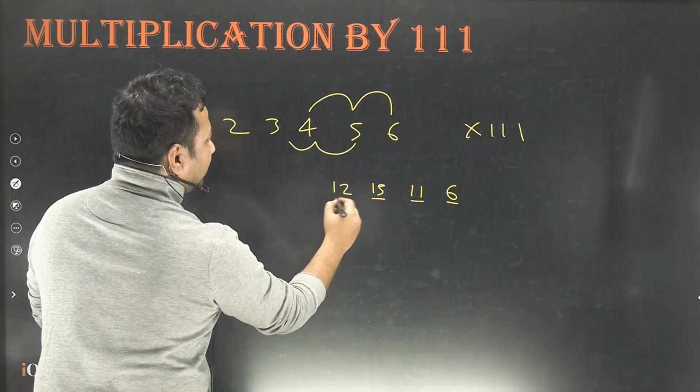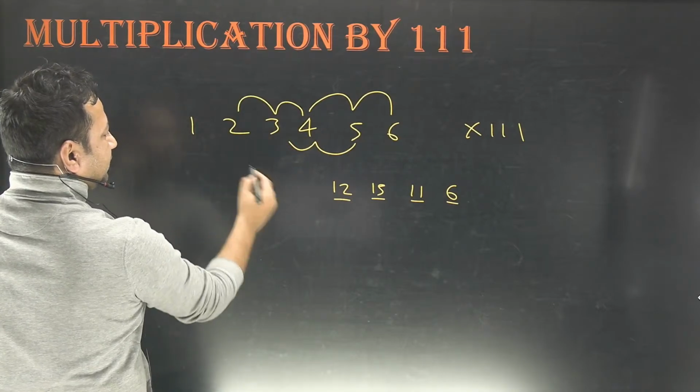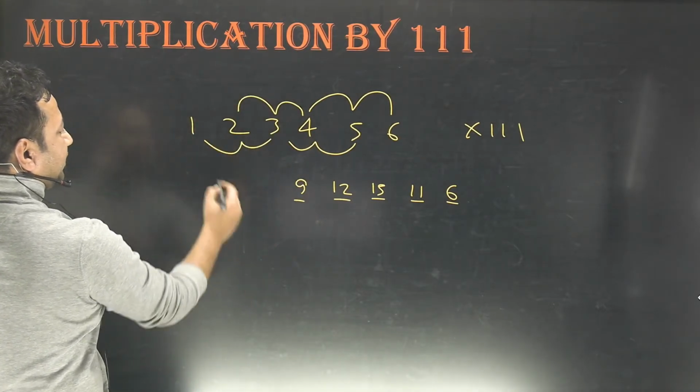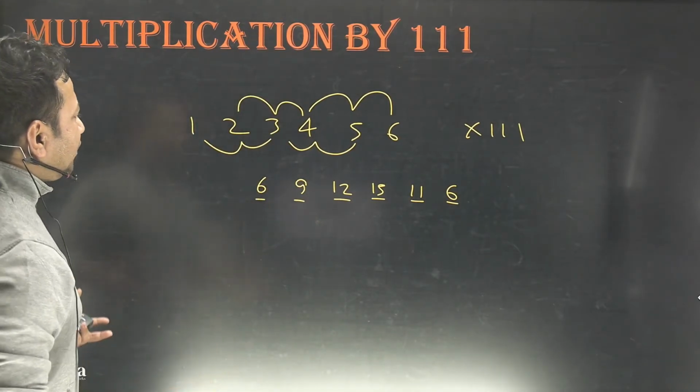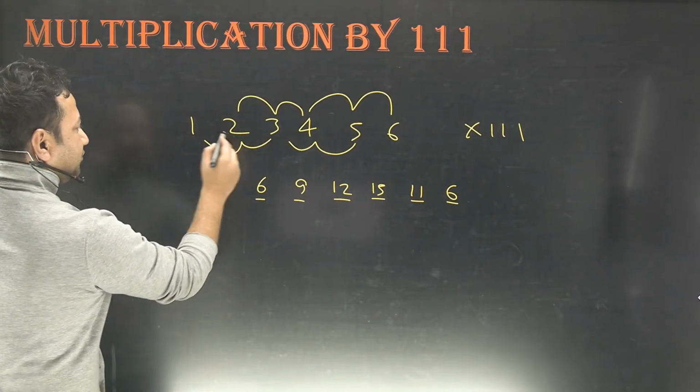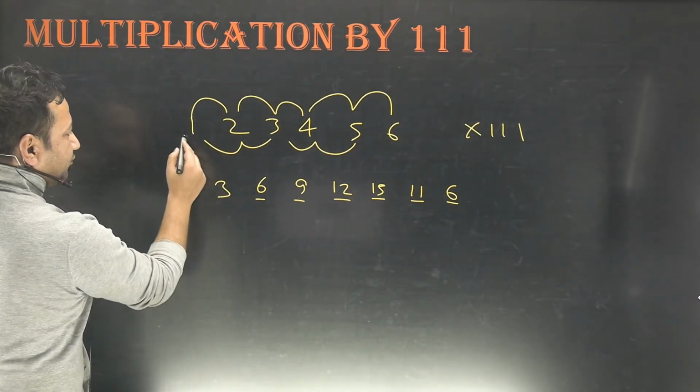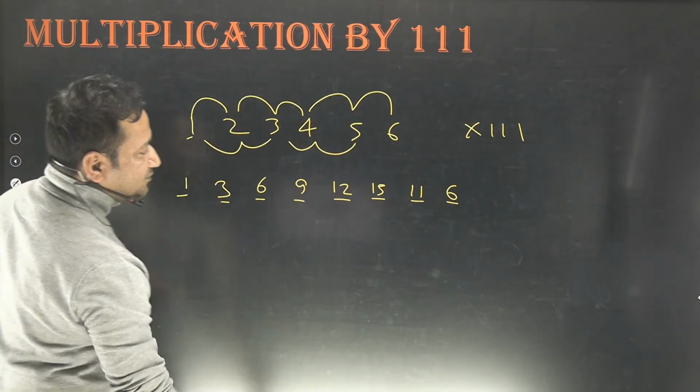We'll get 12. Again, 4, 3 and 2. We get 9. 3, 2 and 1. We get 6. Now we cannot choose further 3 digits. So we'll choose 2 digits. 2 and 1 is 3. 1 is 1. This is what the answer will look like.